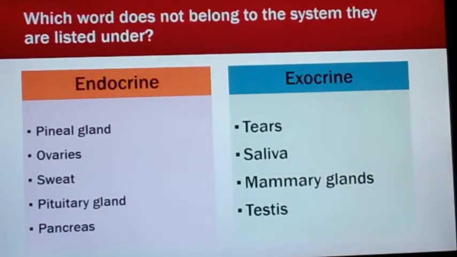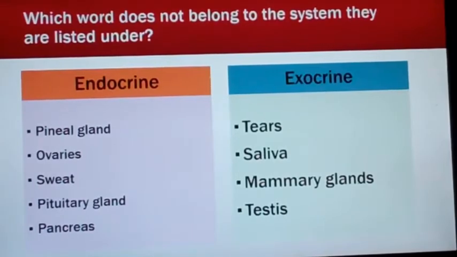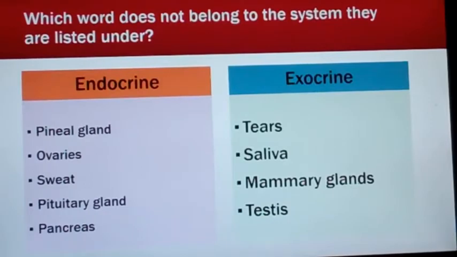Which word does not belong to the system they are listed under? Under endocrine, we have pineal gland, ovaries, sweat, pituitary gland, and pancreas. Which word doesn't fit in the endocrine system? Under exocrine, we have tears, saliva, mammary glands, and testes. Which word does not fit?